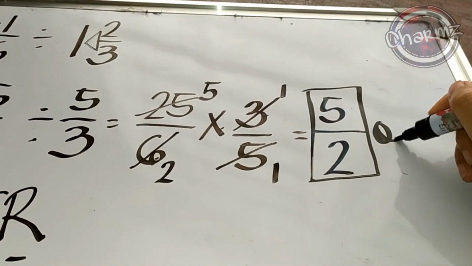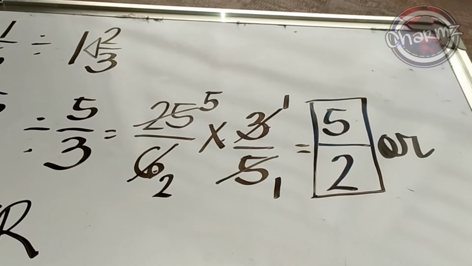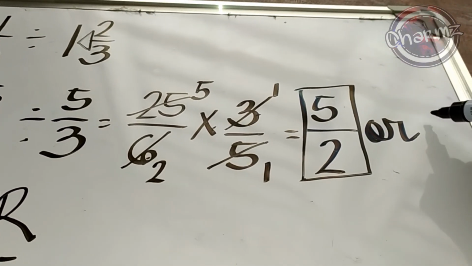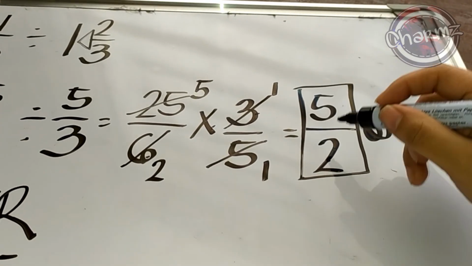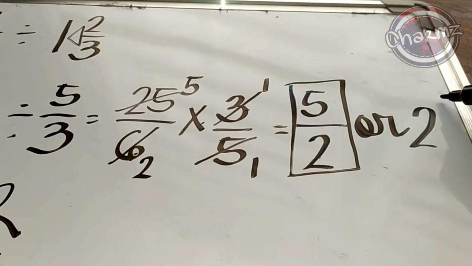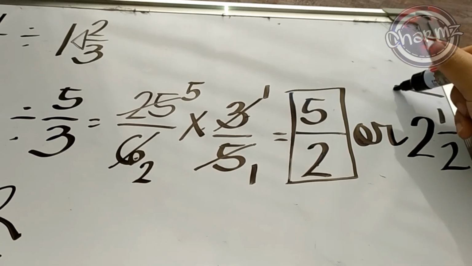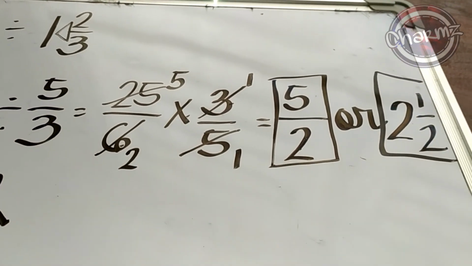Or, if we want to change it into mixed number, pwede naman. How many 2's in 5? We have 2. 2 times is 4. 5 minus 4 is 1 over 2. So, we have 5/2 or 2 and 1/2.